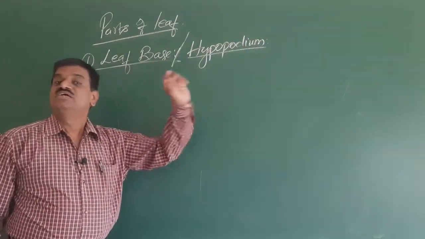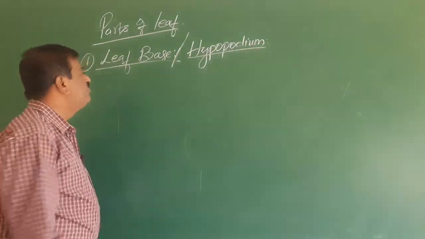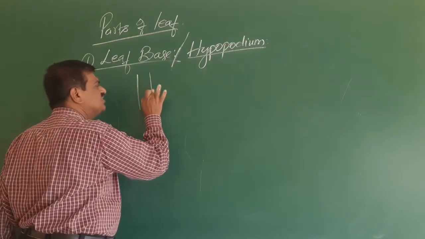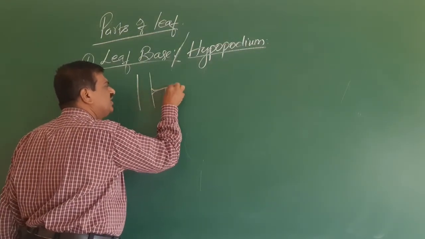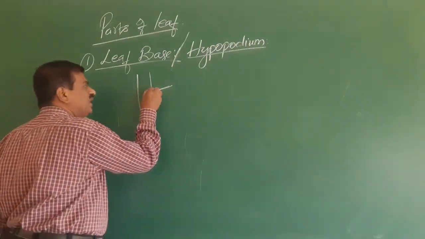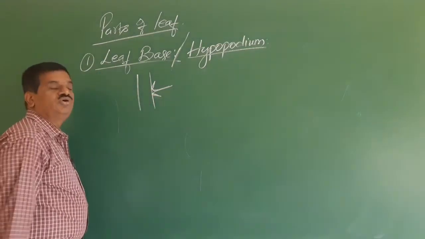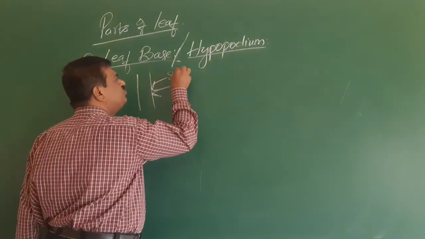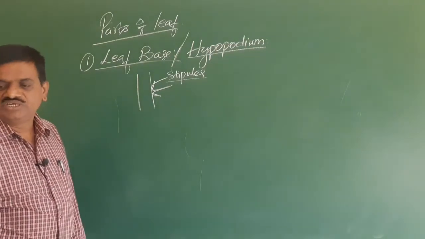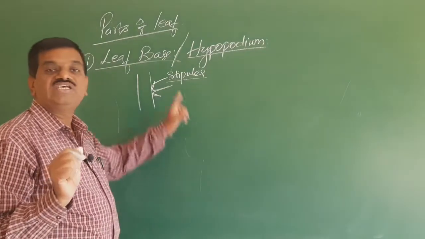Usually at the nodal region there are leaf bases present. When you take a stem, here the leaf starts, so here there is a leaf base. At the leaf base region, sometimes small outgrowths are present, and these outgrowths are always called stipules. They are small hair-like structures.